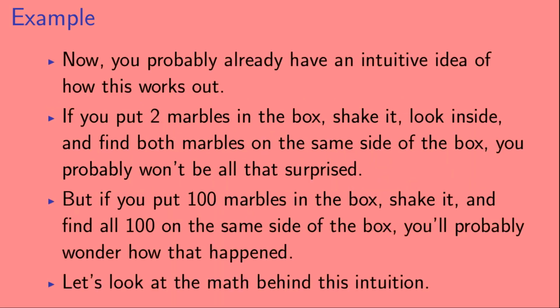Now, you probably already have an intuitive idea of how this works out. If you put two marbles in a box, shake it, look inside, and find both marbles on the same side of the box, you probably won't be all that surprised. But if you put 100 marbles in the box, shake it, and find all 100 on the same side of the box, you'll probably wonder how that happened. Let's look at the math behind this intuition.